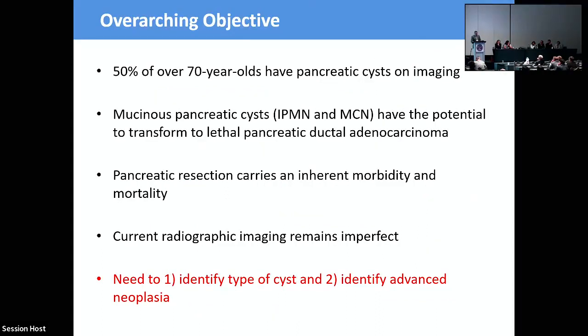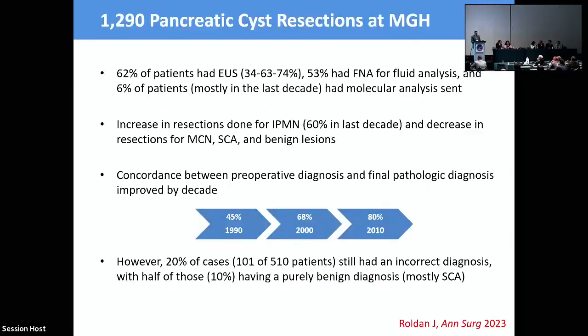But the important thing is we know that potentially in some data, about 50% of over 70-year-olds could have pancreatic cysts incidentally detected on imaging. And really, the overarching objective of what we try to do when we analyze these cysts is, number one, to identify the type of cyst, and then number two, to identify at least the chance of advanced neoplasia. Of course, if it were easy just to resect all of these cysts, we would, but pancreatic surgery carries an inherent morbidity and even mortality. So we have to be selective.